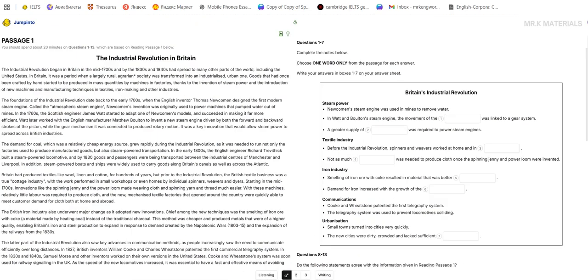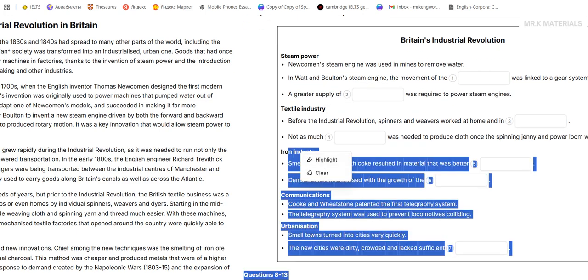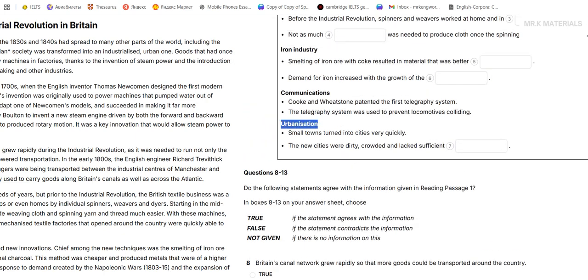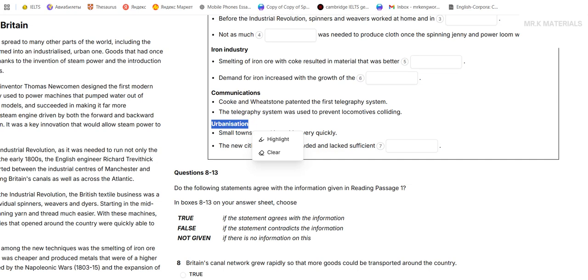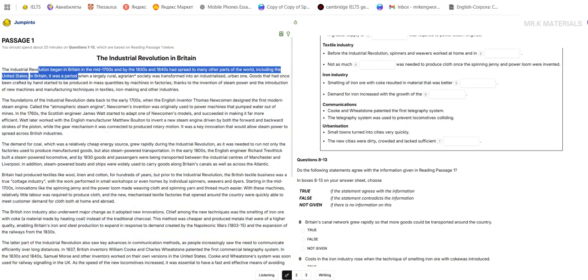And here I already have a clear understanding about steam power. I need info about the textile industry, about the iron industry, about communication. And I guess when I say people, urbanization kind of counts as well, because it's about people moving from one place into another, usually to cities. Okay, now I know what to search for, what to focus on, and now I'm going to skim the whole passage, all of it, and have a general understanding of each paragraph.